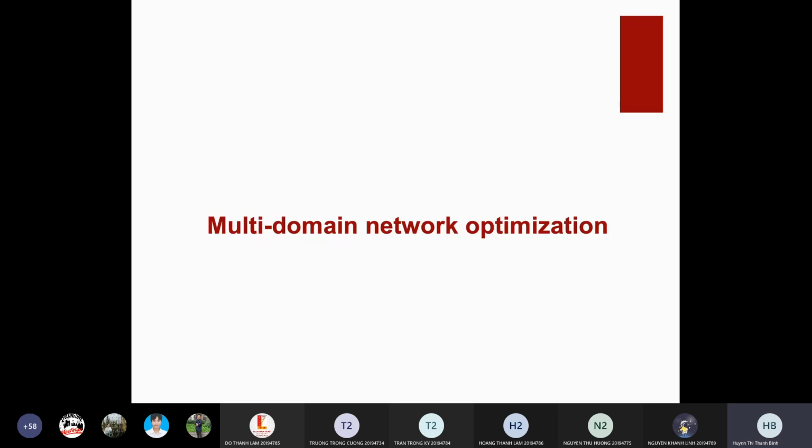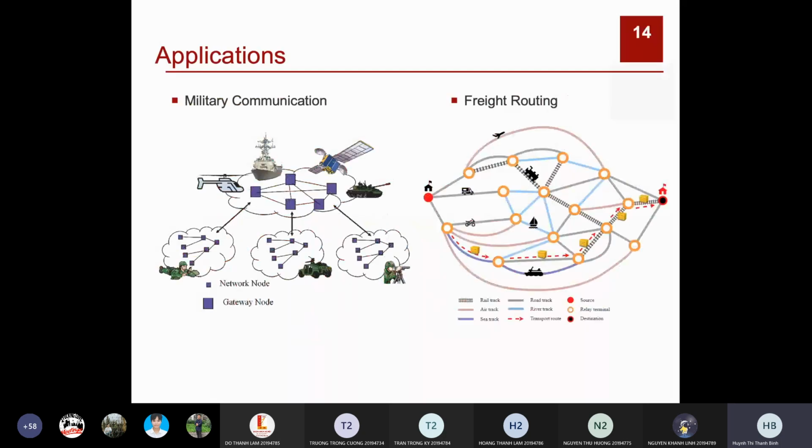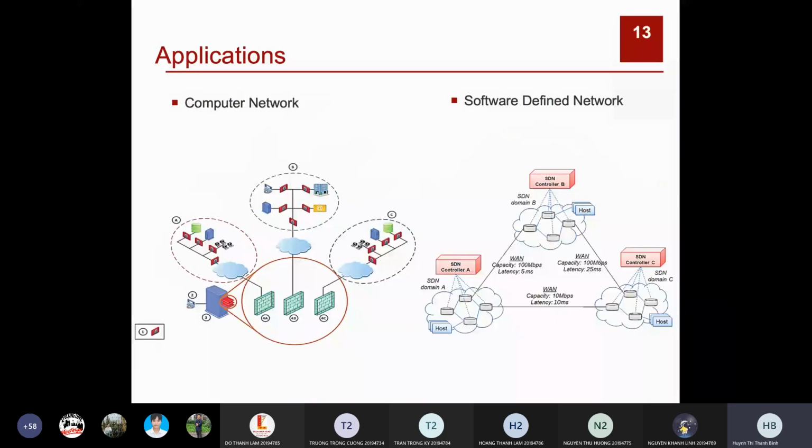Next, I would like to introduce multi-domain network optimization. That's the second research topic for you to consider if you are interested in, and then you can contact our research group. We work together for solving this problem. And what is the multi-domain network? It has a lot of applications in computer network, in the software-defined network, and in military communication, in freight transportation.